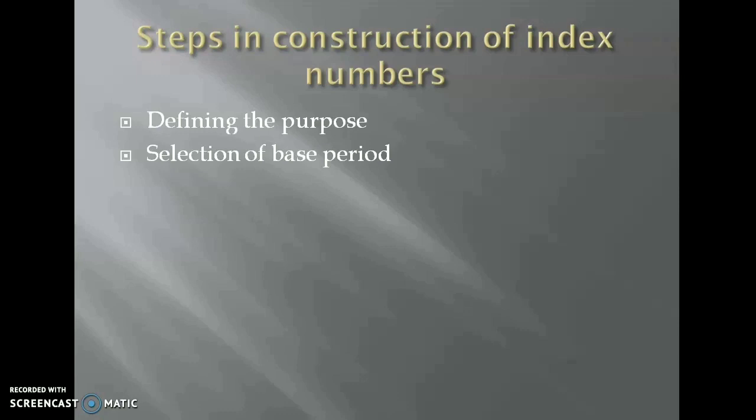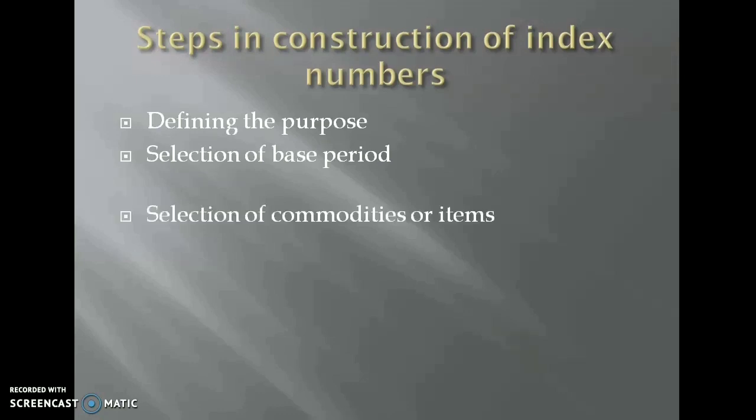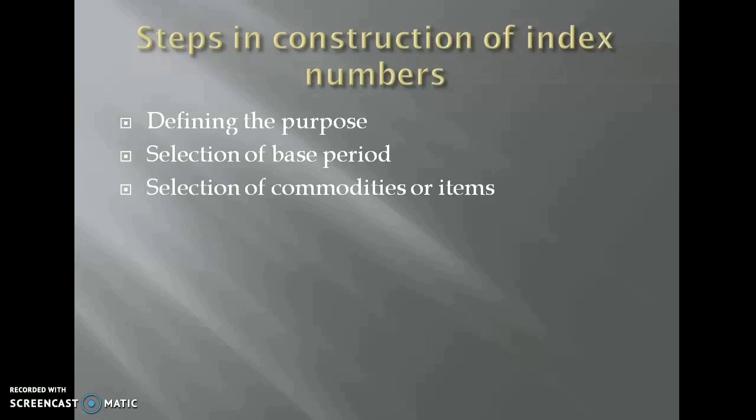Fixed base period means that for all the current years we keep a fixed period, and it will not change. And when it comes to chain base, we take the immediate previous year as the base year. Yes. And the third one is selection of commodities or items. The selection of commodities basically depends on the purpose of the survey.